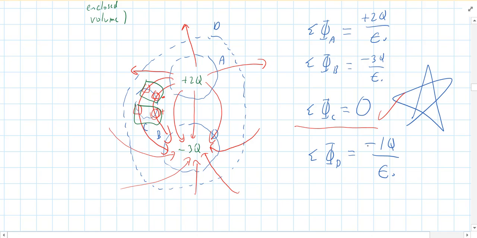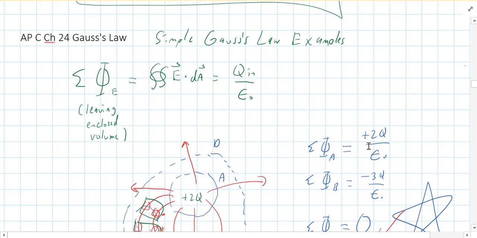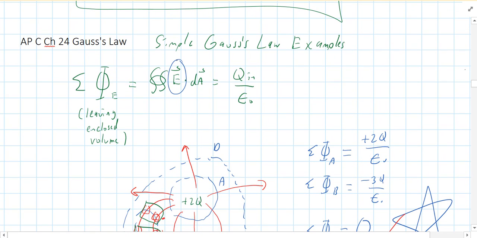All right. In the next series of videos, we're going to talk about using Gauss's law to calculate electric field strength for different situations. That's what we're going to be doing for most of the rest of the chapter.